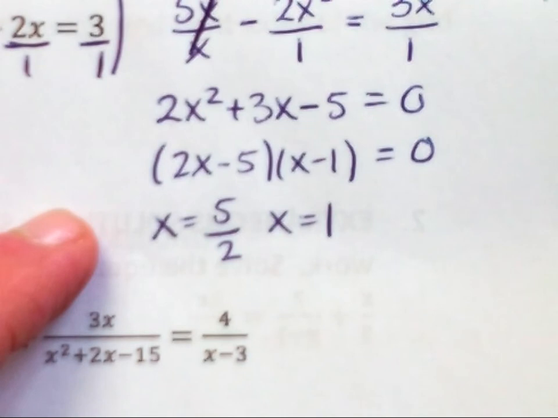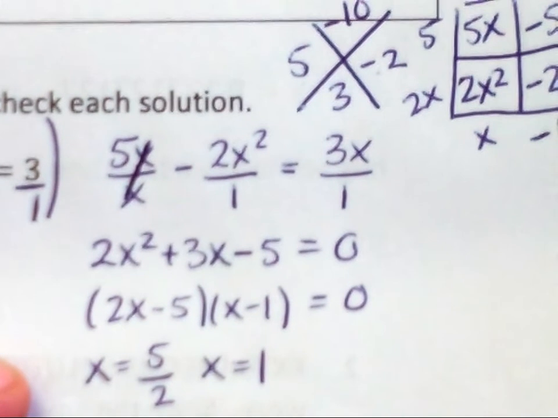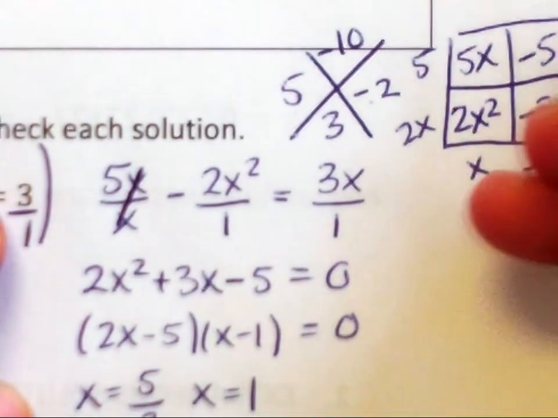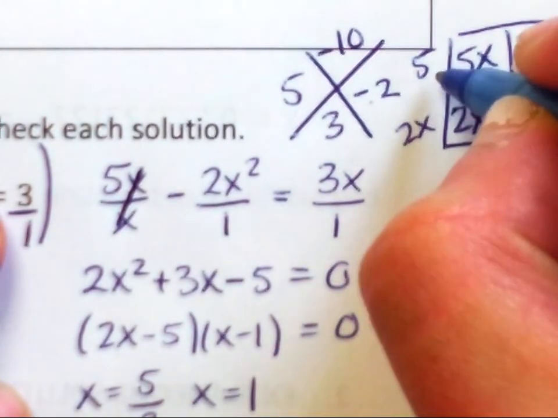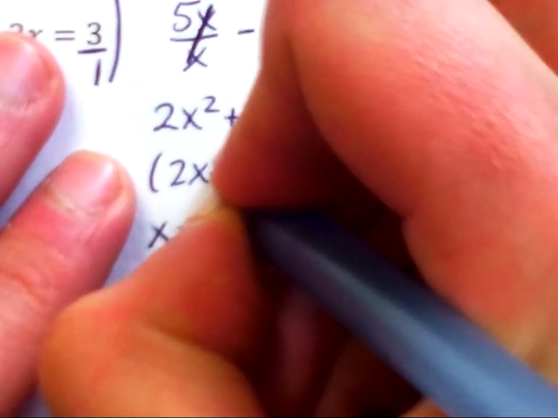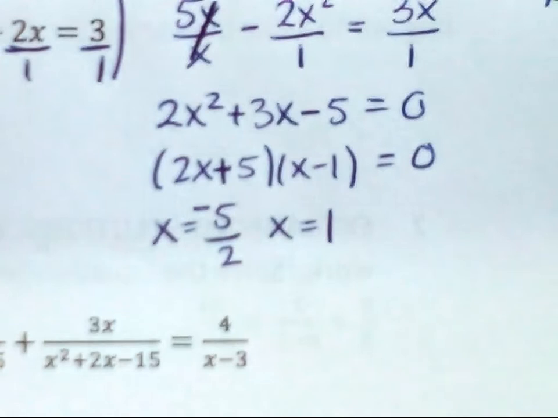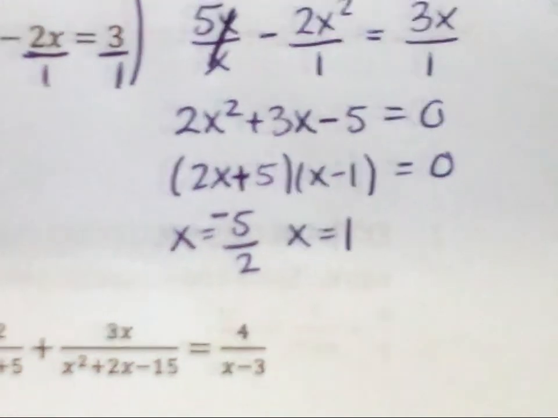Wait a second. I goofed. That can't be. This is 2x plus 5, and I just wrote minus 5 right here. Okay, so that's 2x plus 5. And then this is a negative. Negative 5 halves and positive 1. Okay.